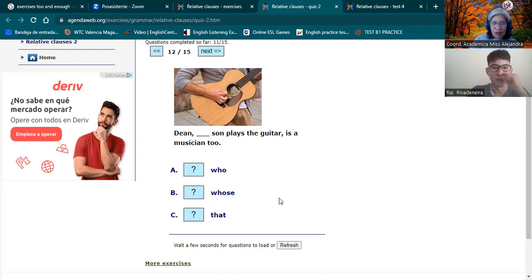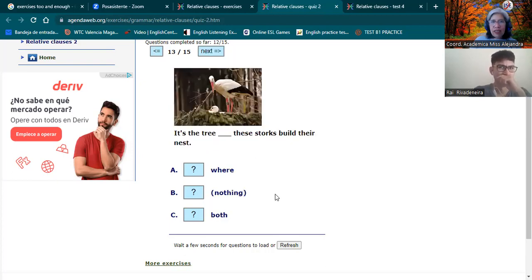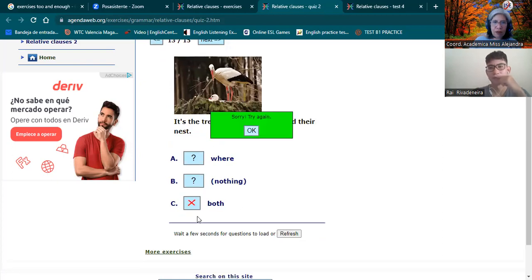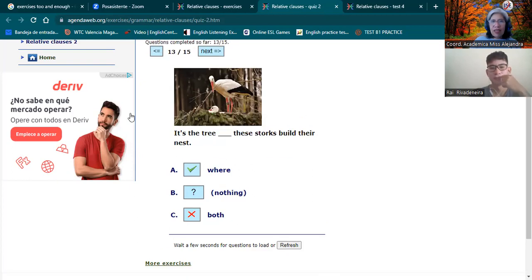It is his son. Whose? Because it's the tree. These storks build their nest. Storks, esos pájaros, las cigüeñas, las grullas. Where? Nothing or both? Both. No. It's a tree where these storks build their nest. Es el árbol donde esas cigüeñas. I need the where.